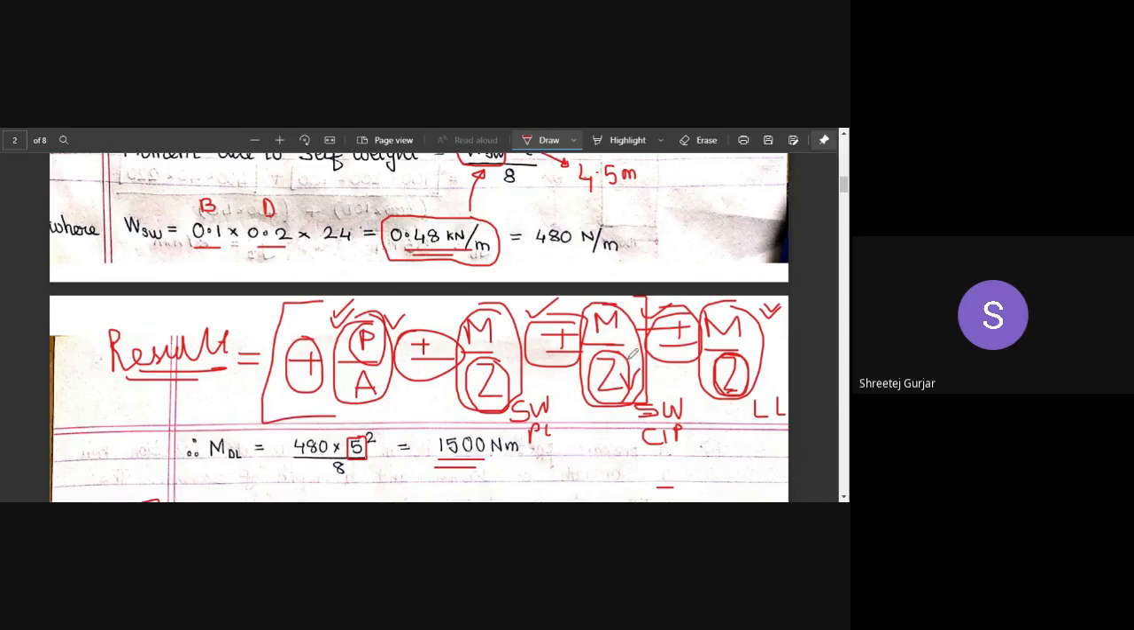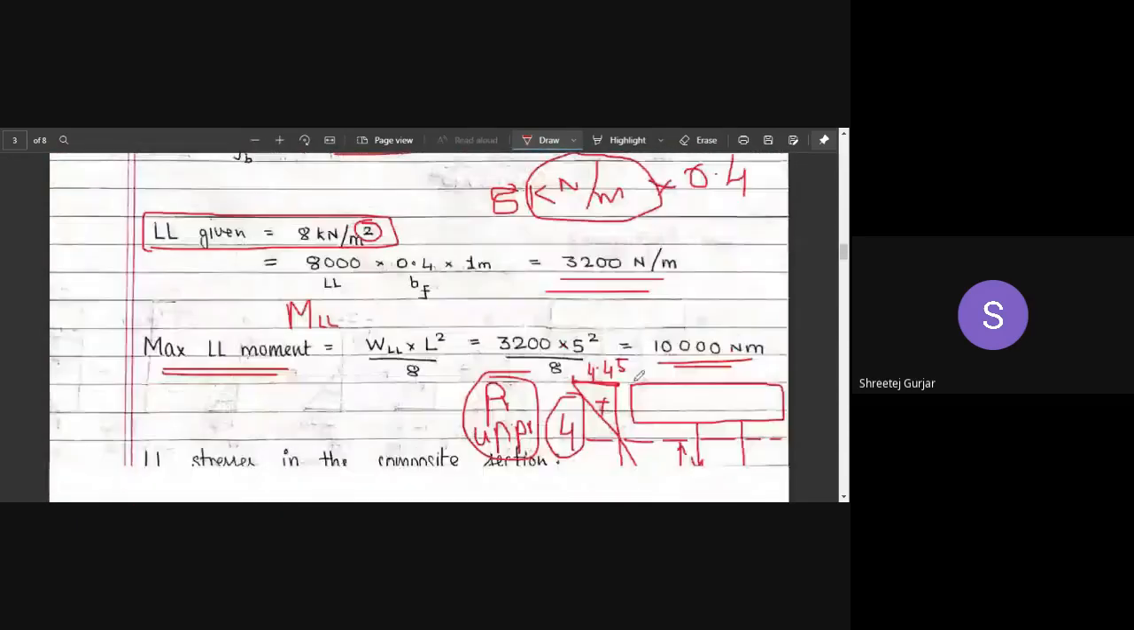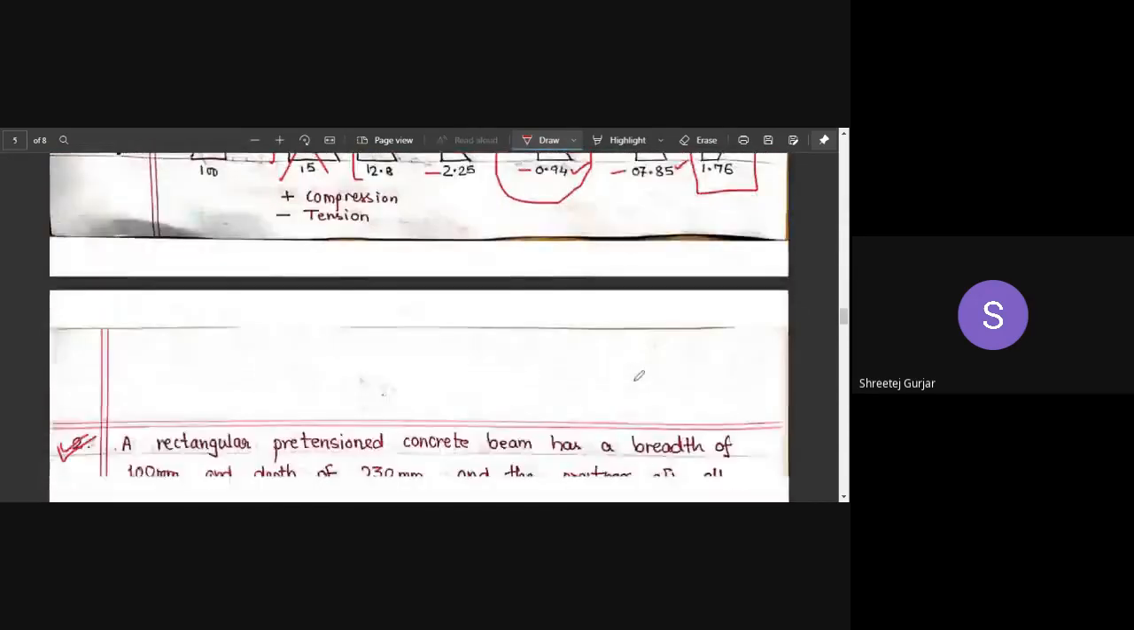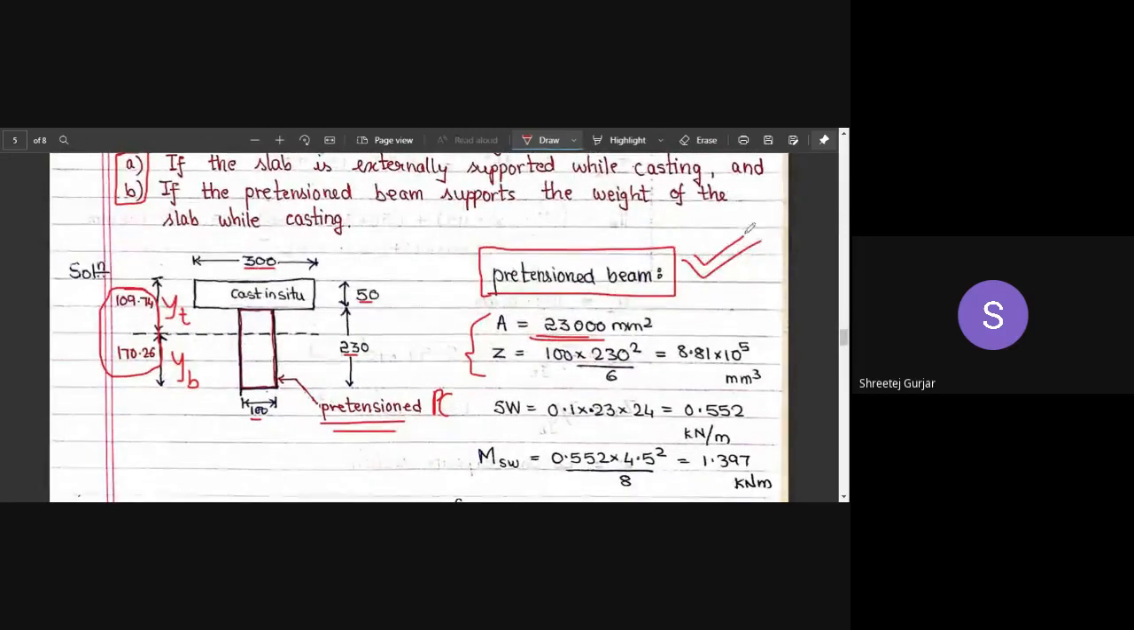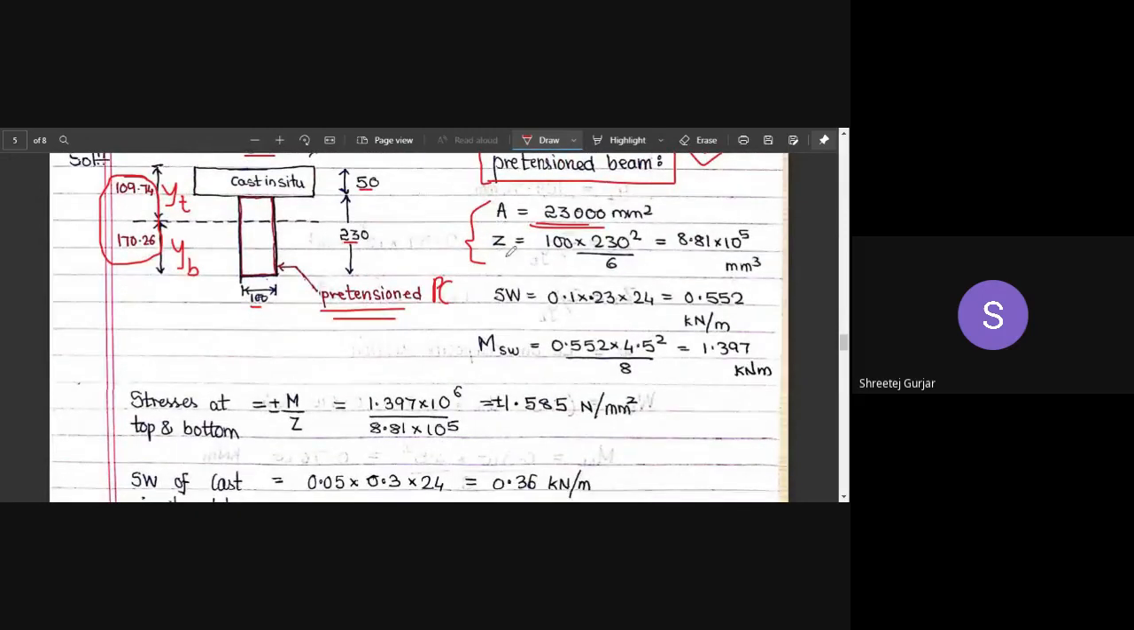And for propped, we have to consider the section modulus of the composite entire beam, the cast in place slab as well as the precast beam. Initially we are only calculating for the pre-tension beam. So A and Z we have calculated. Section modulus Z is BD square by 6, which we can calculate directly, with no need of going through I by Y.